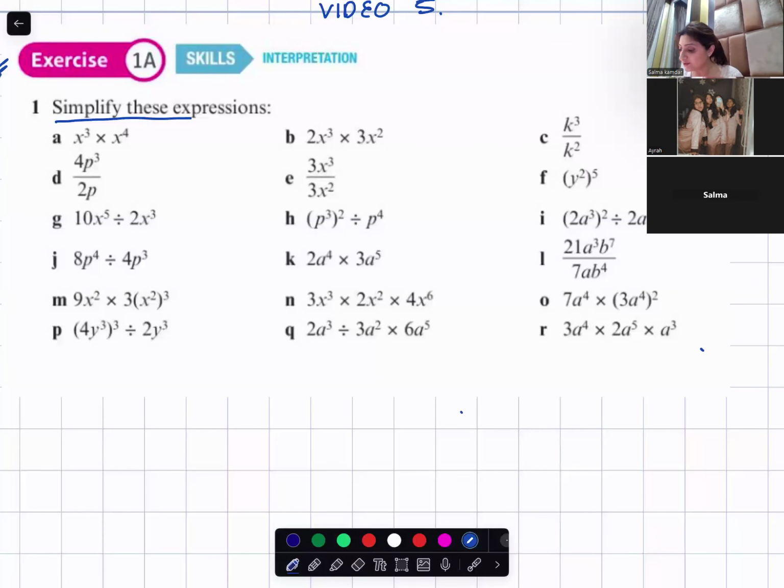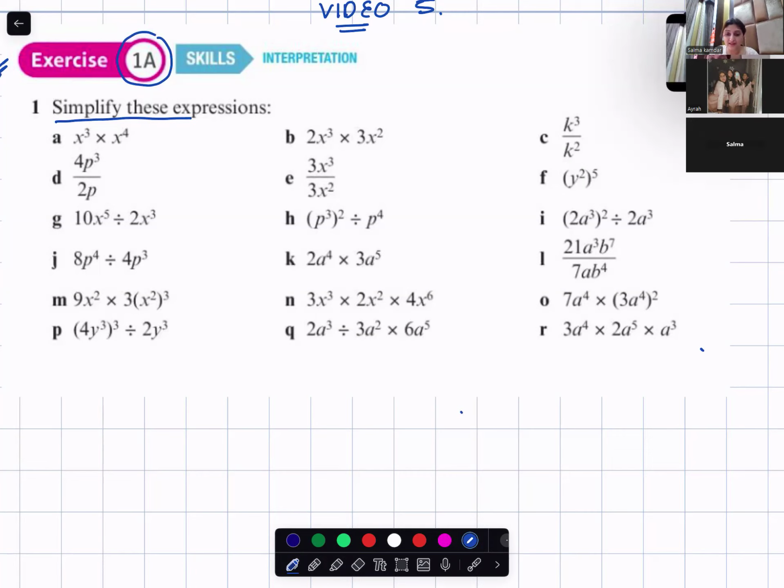So we are doing video 5 of the law of indices. It is exercise 1A, where you're going to simplify the algebraic expressions using the law of indices. I'm sure you know about the law of indices. Let's take the A1. Multiplication means add. So this would be x 3 plus 4. So it will be x raised to 7.